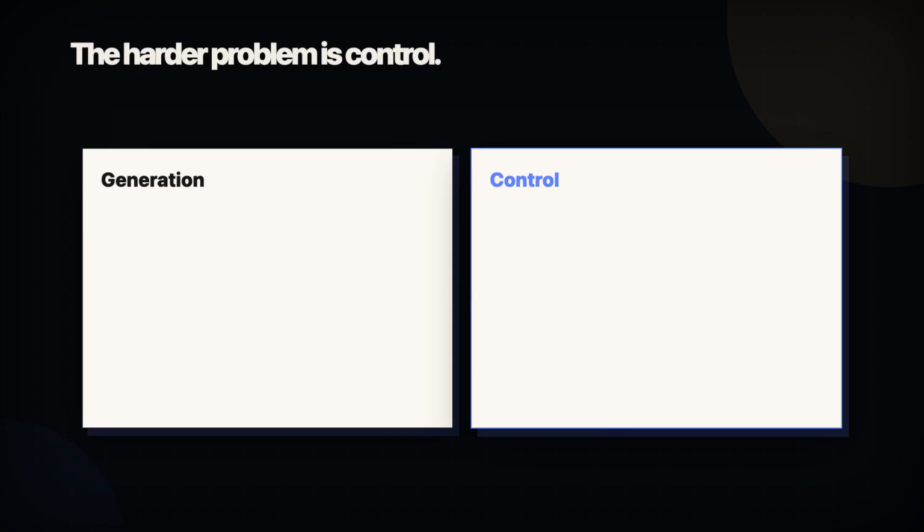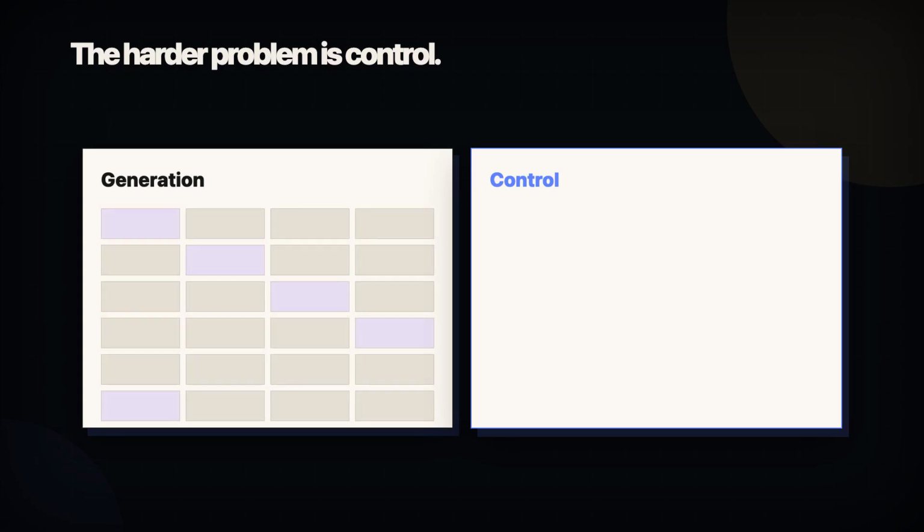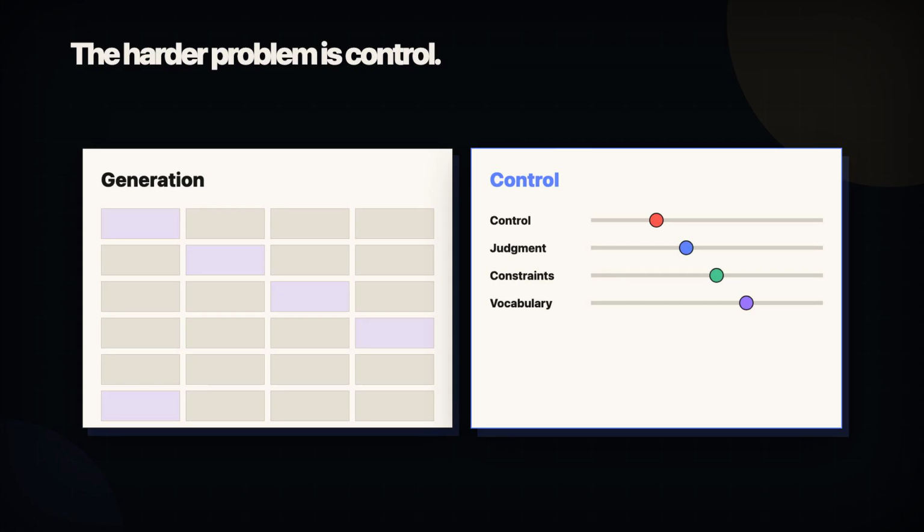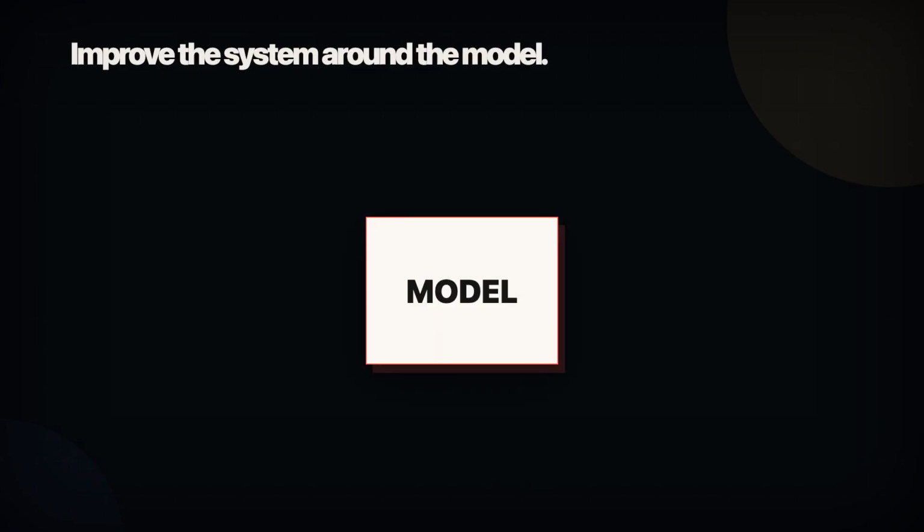And that is why I think Impeccable is interesting beyond just Claude Code. AI coding is entering a strange phase. Generating more code is becoming less impressive. Models are already very good at that. The harder problem is controlling what they generate, giving agents better judgment, better constraints, better vocabulary, and better feedback loops. Impeccable is basically applying that idea to design.